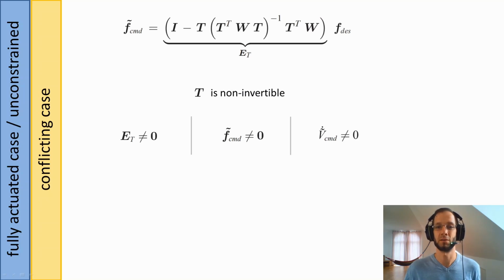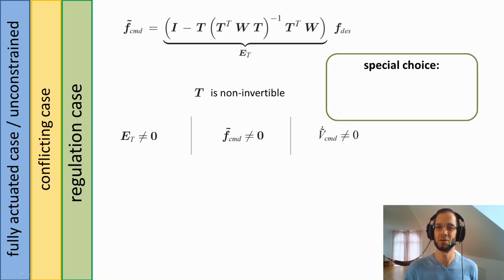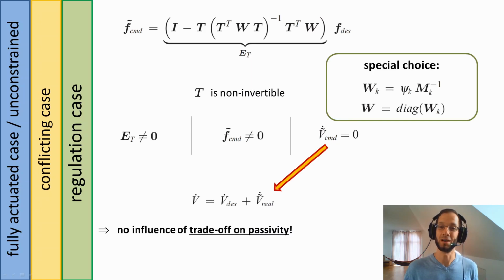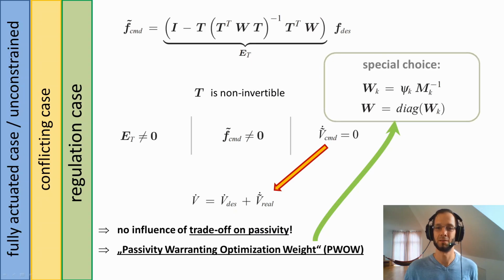However, we first consider the regulation case and make a special choice of task optimization weights Wk, as the product of the inverse of the task inertia with the scalar task weights psi k. The overall weighting matrix W is simply the corresponding block diagonal matrix. In this case, ET remains non-zero, same for F tilde command. However, V dot tilde command becomes zero, which means that again, the trade-off has no influence on passivity. Therefore, we call this special choice the passivity preserving optimization weight, or short, PWOW.